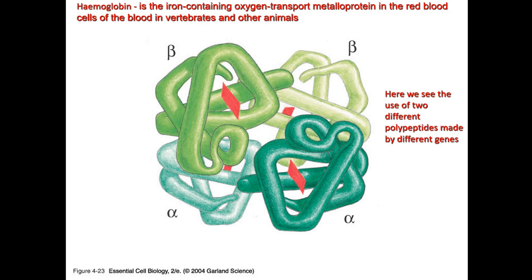Hemoglobin consists of 4 domains, which contain 2 beta domains and 2 alpha domains. Hemoglobin works in the oxygen transport system in the red blood cells of the blood in vertebrates and other animals. So you know the significance of hemoglobin.